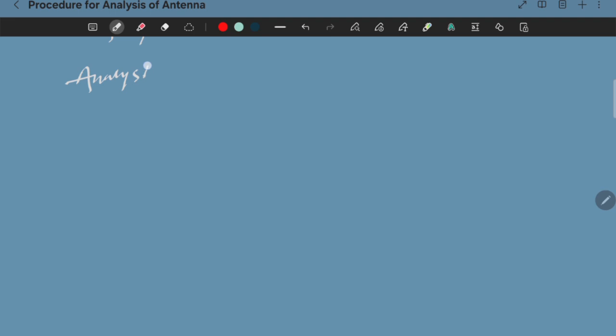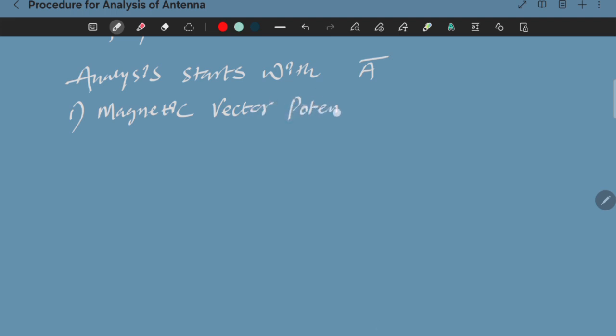Analysis starts with A bar. So what is A bar? Magnetic vector potential. Magnetic vector potential A bar is required to have.